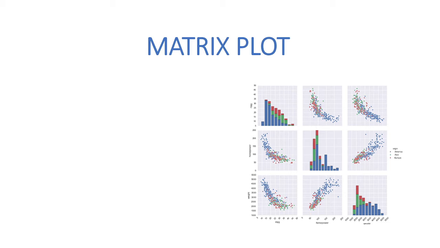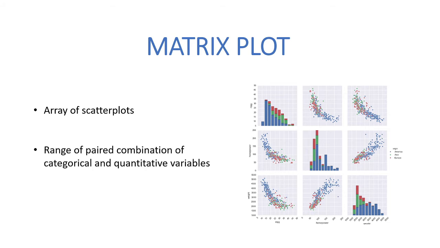In this video of the data visualization series, we will learn about matrix plots. A matrix plot is nothing but an array of scatter plots. It is a range of paired combinations of categorical and quantitative variables.